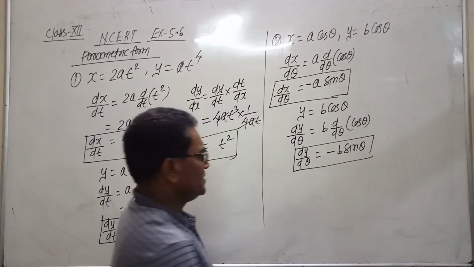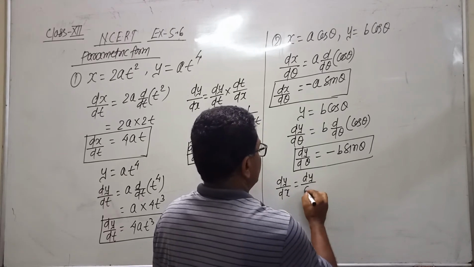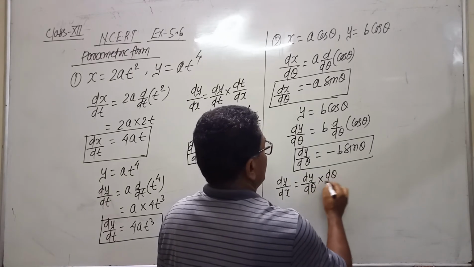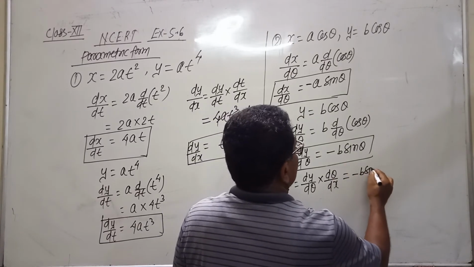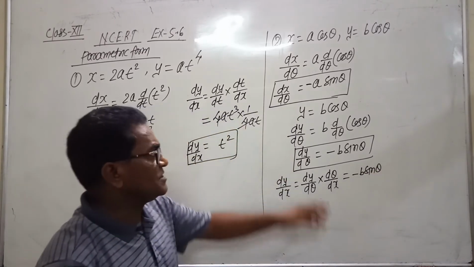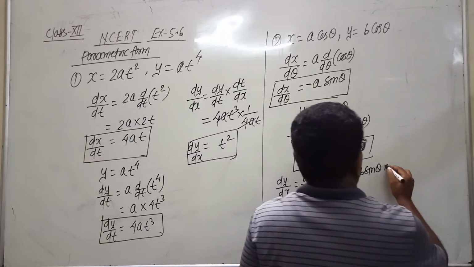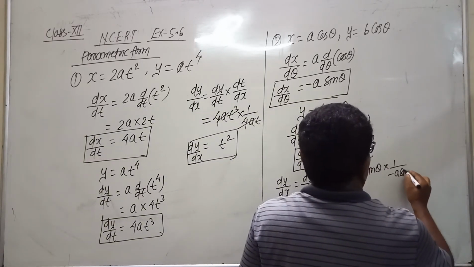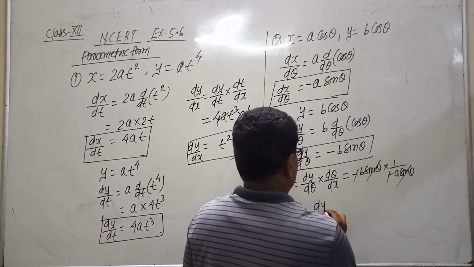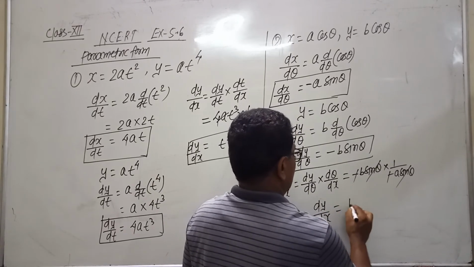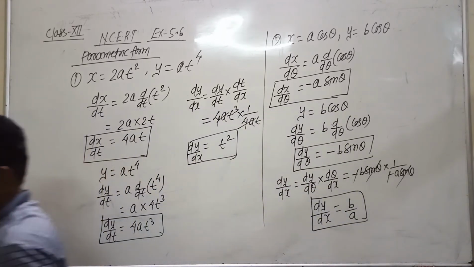And to find dy by dx, we will write dy by d theta into d theta by dx. The value of dy by d theta is minus b sin theta, and d theta by dx will become 1 by minus a sin theta. So minus cancelled, sin theta cancelled, and we get the result dy by dx equals b by a.